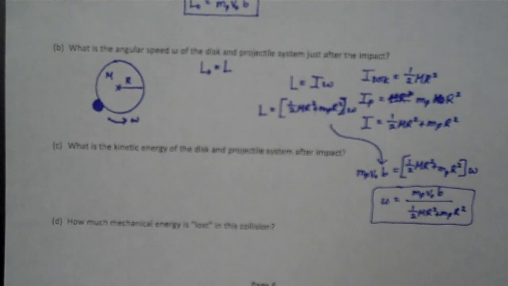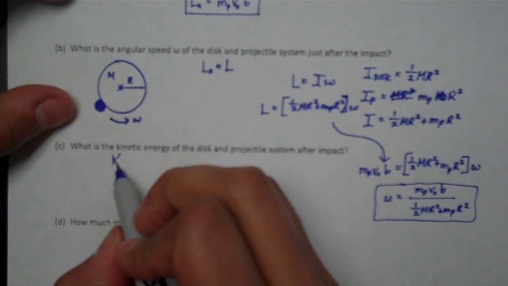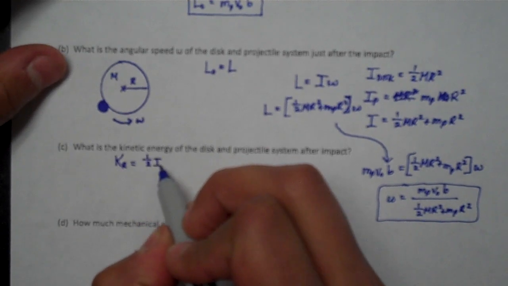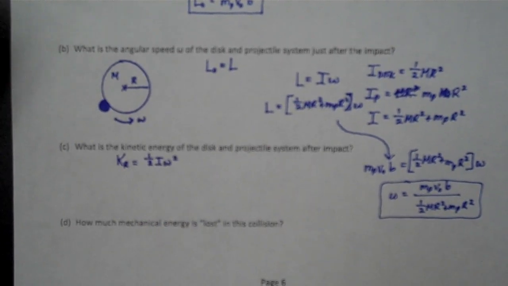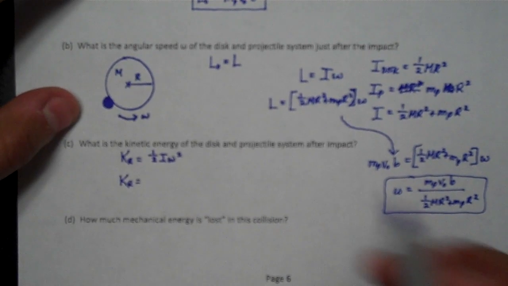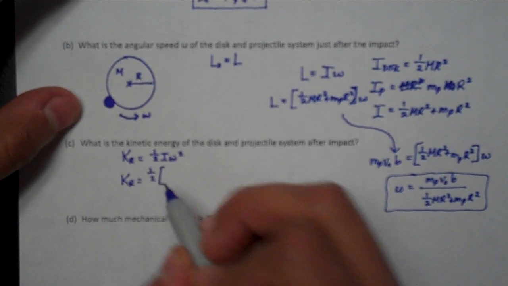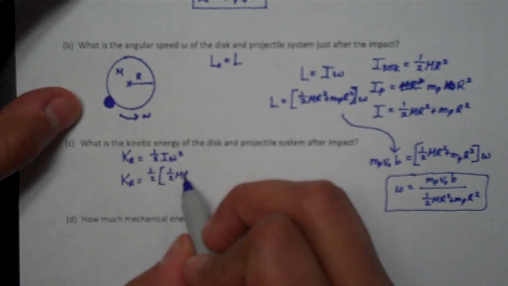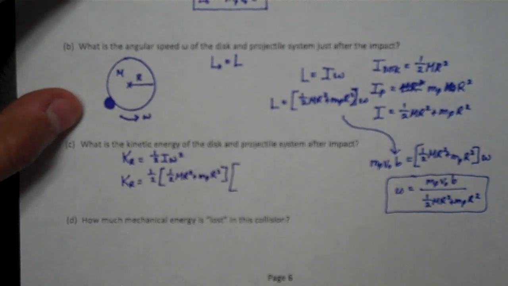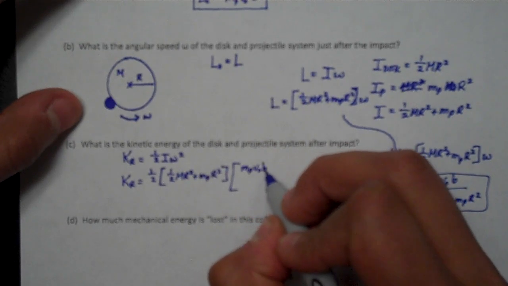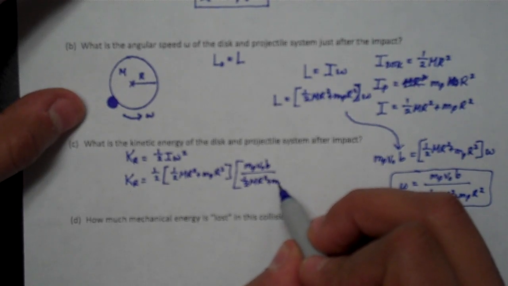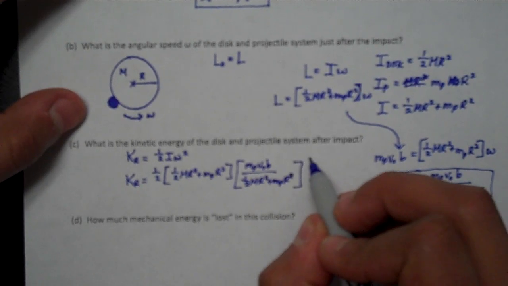Well, after impact, the only type of kinetic energy I have is rotational kinetic energy. And I know I can determine rotational kinetic energy by taking 1/2 I omega squared. Well, luckily for me, I determined both of those in the problem right before this. So I'm going to plug them in. 1/2 I, 1/2 mr squared plus mp r squared, times omega squared, where omega is mp v naught b over 1/2 mr squared plus mp r squared.